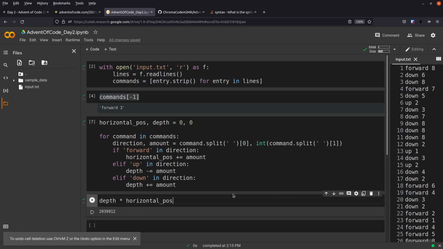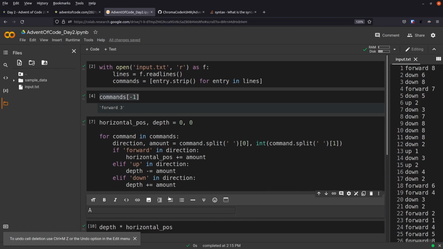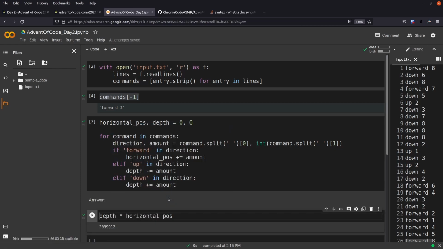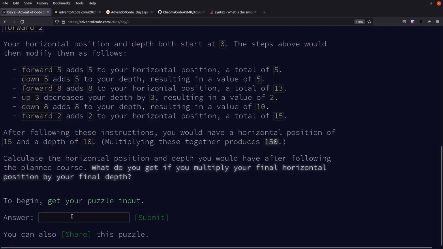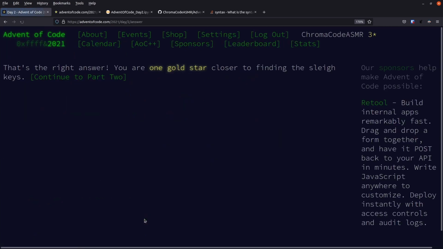Oops, wanted to put a text here. Let's copy this, enter it as our answer. Submit. That's the right answer. You are one gold star closer to finding the sleigh keys.